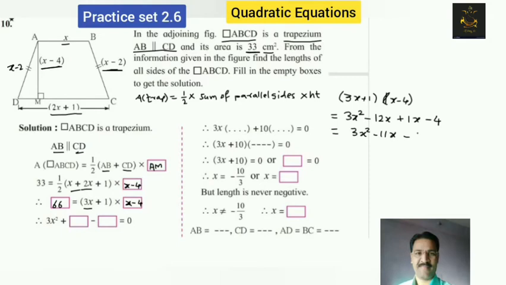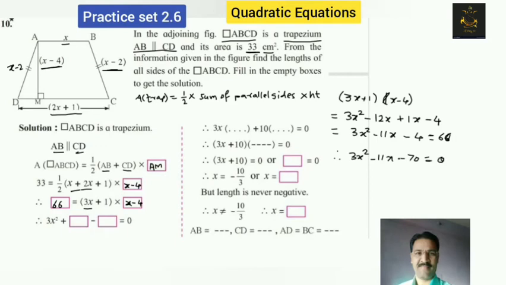But this side, just see, this side is still 66 given to us. We have to equate that, equal to 66. Now after that we have to simplify here. Here it is 3x square minus 11x. If that 66 comes to this side, it becomes minus 70, which is equal to 0. Okay, friends?